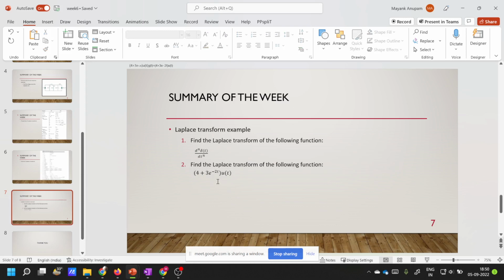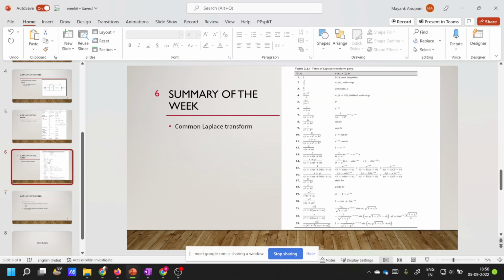4/s + 3/(s + 2). Very good. So this is another table. Okay. You should know some of the basic transforms. You should remember some basic transforms. So I'll be sharing this slide. You can look it up in the drive. So some of the basic transforms you must know. This is one of the basic transforms. So this is the table for some basic transforms. So you should remember this.